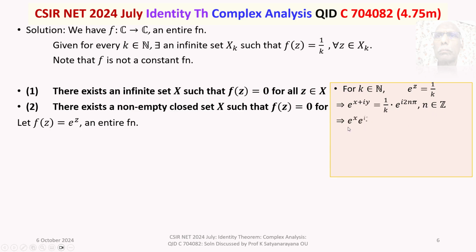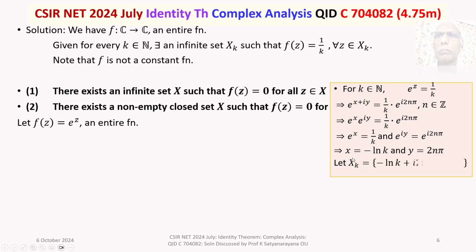This is e power x into e power iy is equal to 1 by k into e to the power of i 2n pi. So that is e power x is equal to 1 by k and e to the power of iy is e to the power of i 2n pi. And therefore x will be minus ln k and y will be 2n pi. Then we choose capital Xk, Xk is equal to x plus iy, that is minus ln k plus i 2n pi, where n belongs to Z.